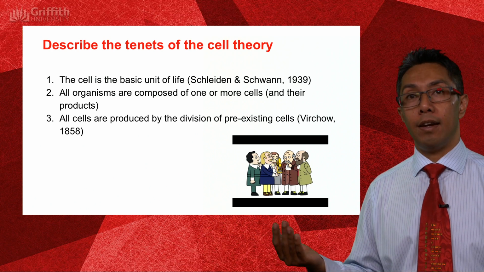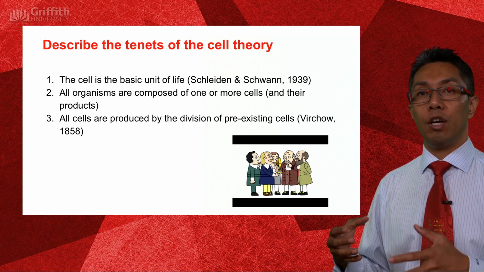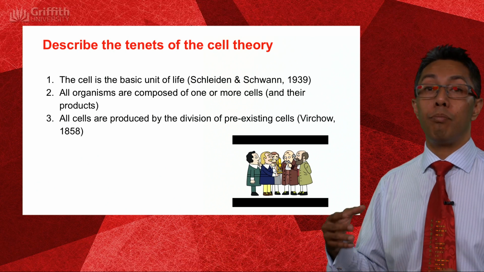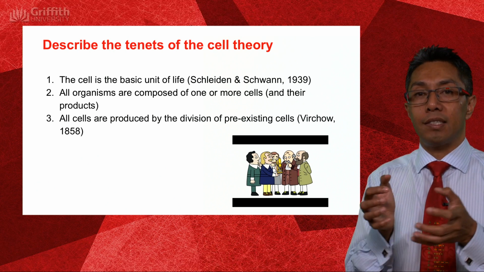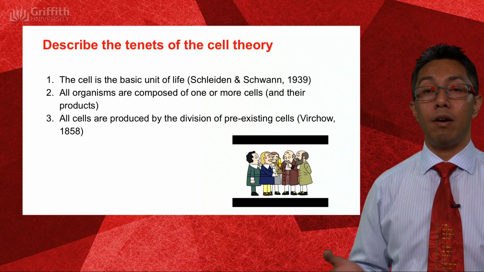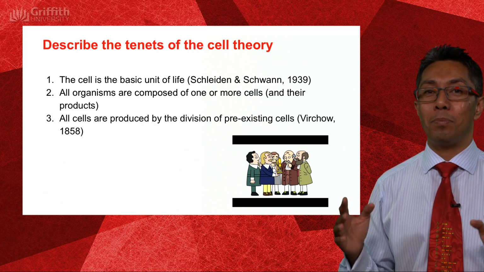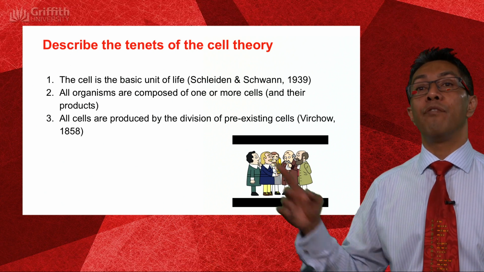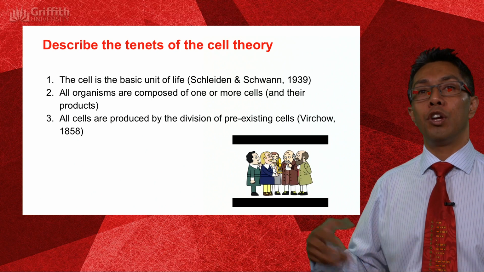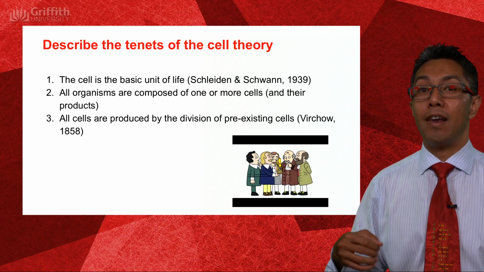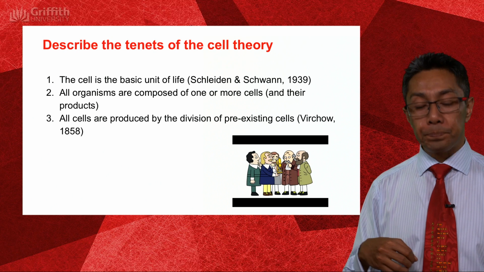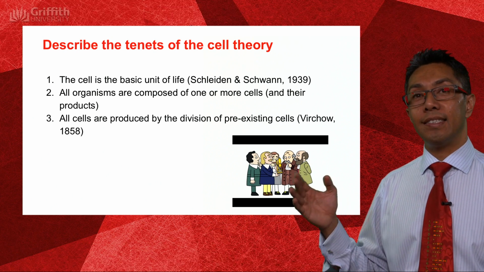The third tenet of the cell theory is that all cells are produced by the division of pre-existing cells. So you can't just get cells spontaneously appearing out of nothing. That idea is known as spontaneous generation. And Virchow was the person who came up with that part of the theory. Okay? So that is the cell theory.